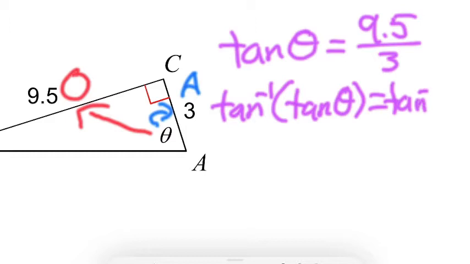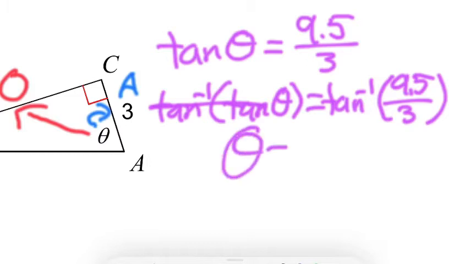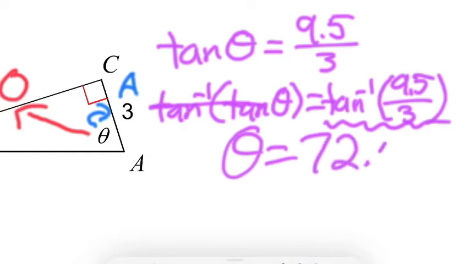What you do on one side, you got to do to the other. Inverse of tan and tangent cancels out. You're left with theta equals, and you put this into the calculator. Once you put it into the calculator, you will get 72.5 degrees.